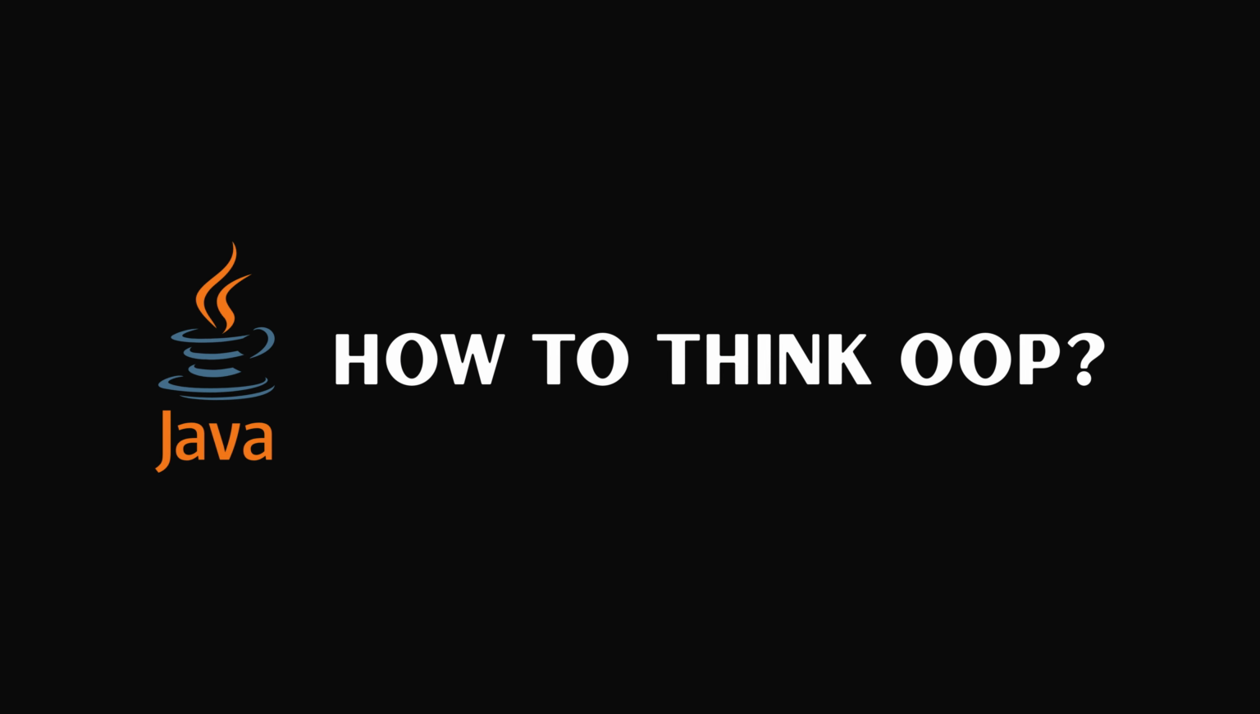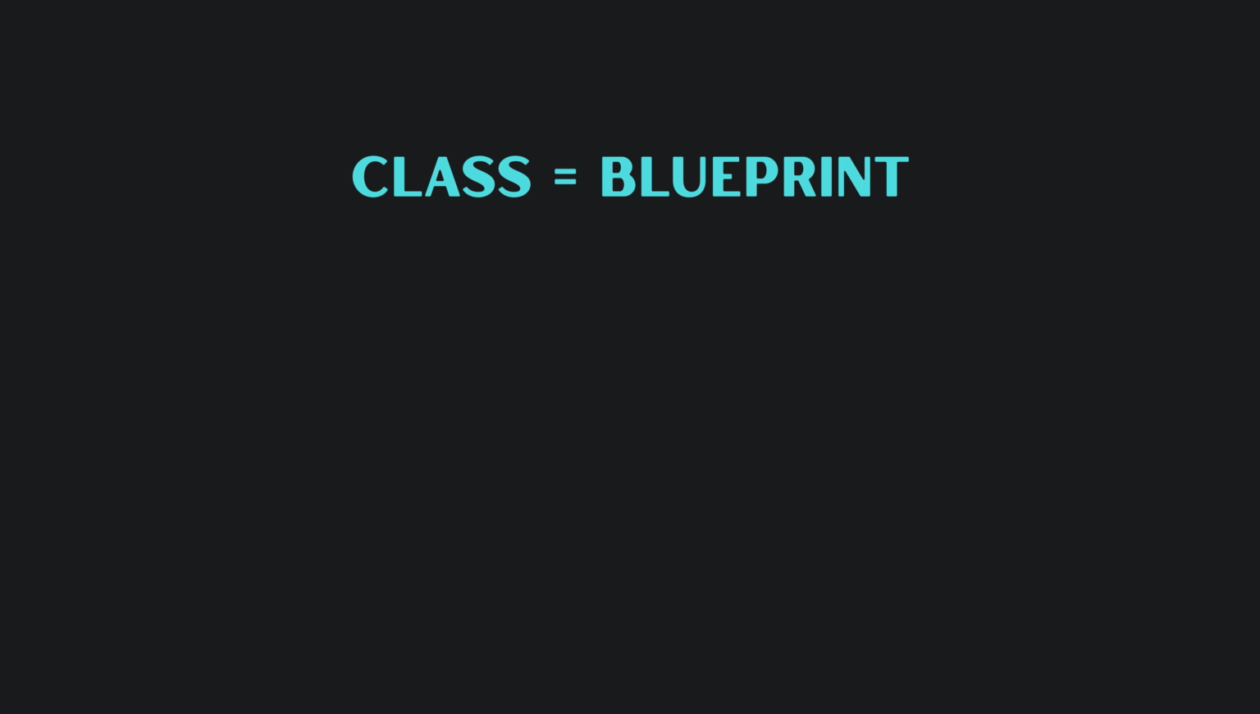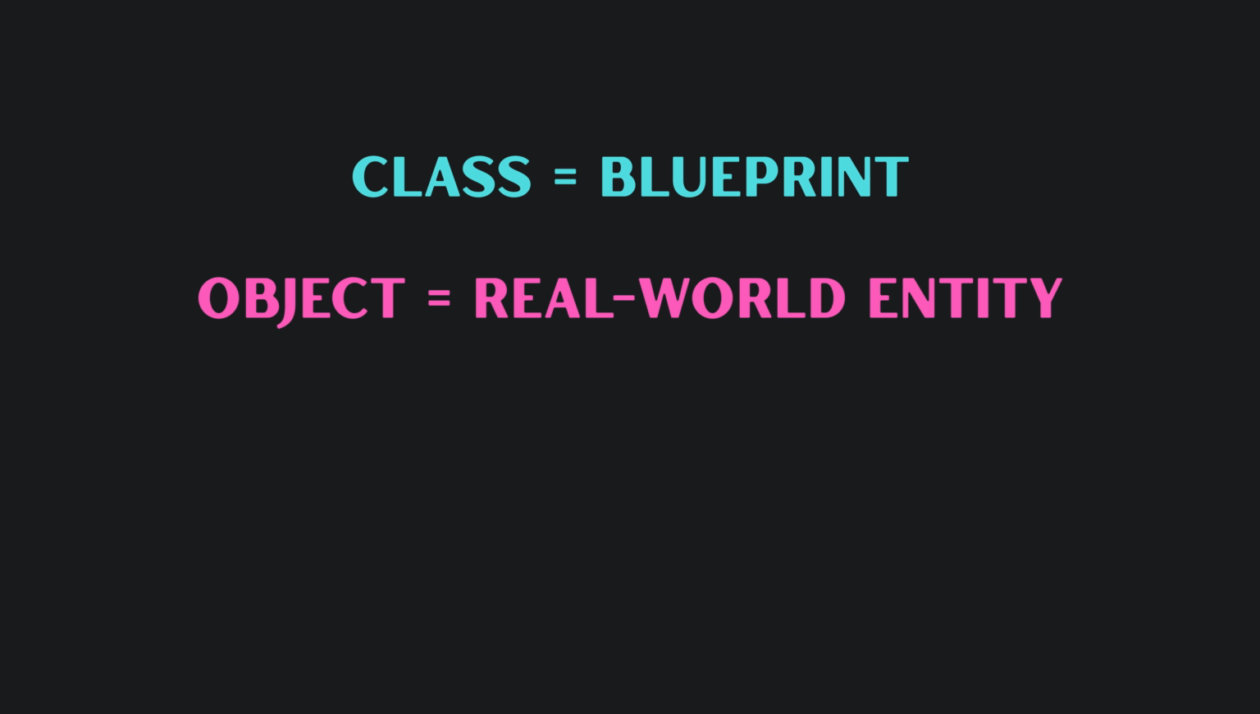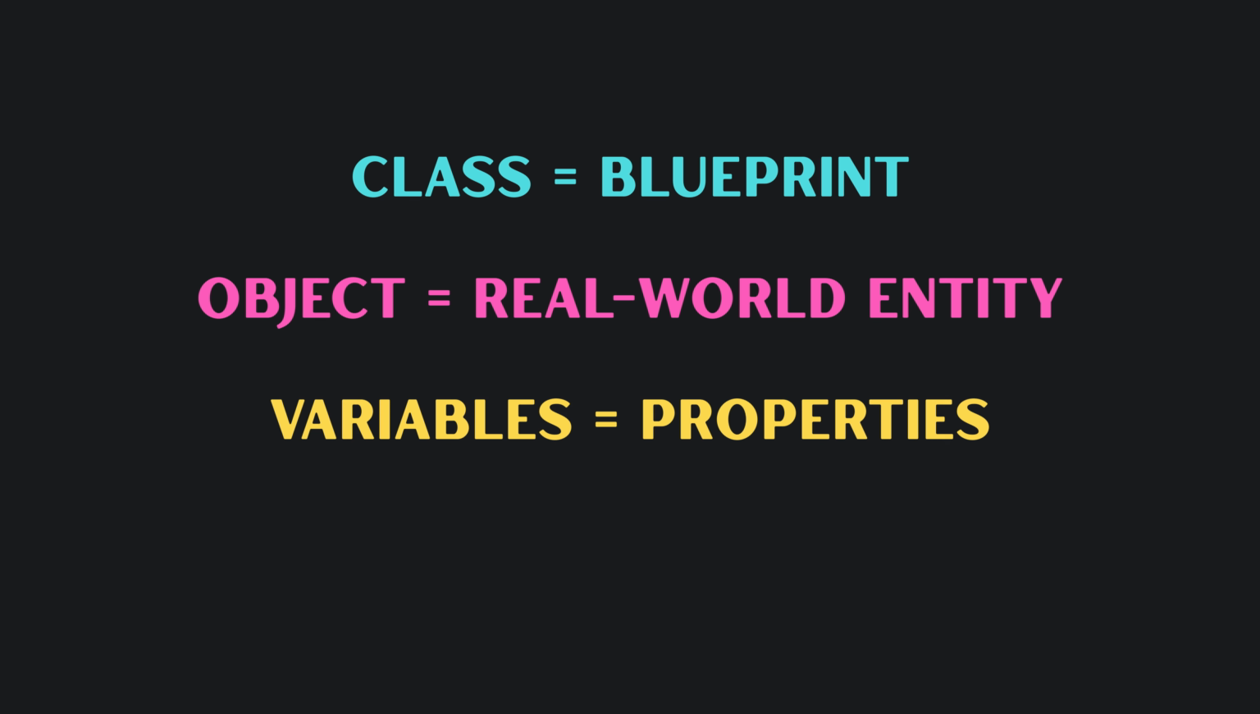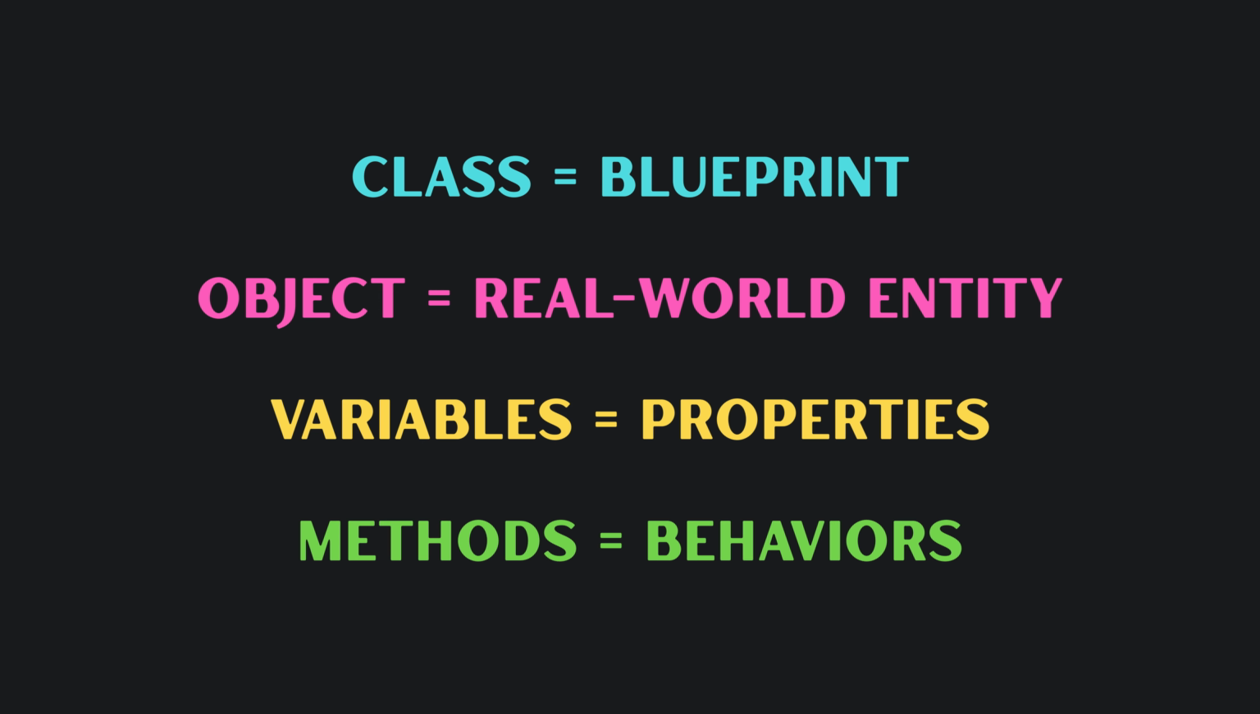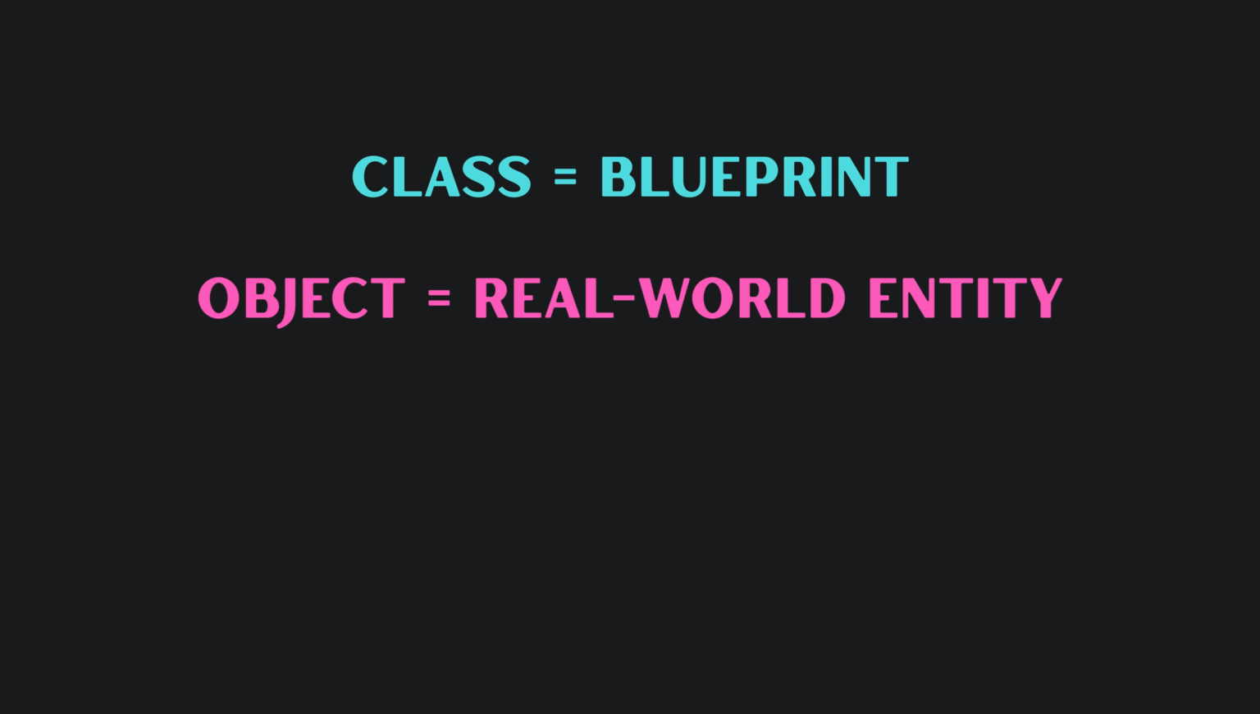How to think OOP? Class is the blueprint. Object is the real world thing created from the blueprint. And the variables inside a class are properties like brand, model, price. And the methods inside the class are behaviors like drive, brake, honk. So this is the foundation, and everything in OOP builds on this.